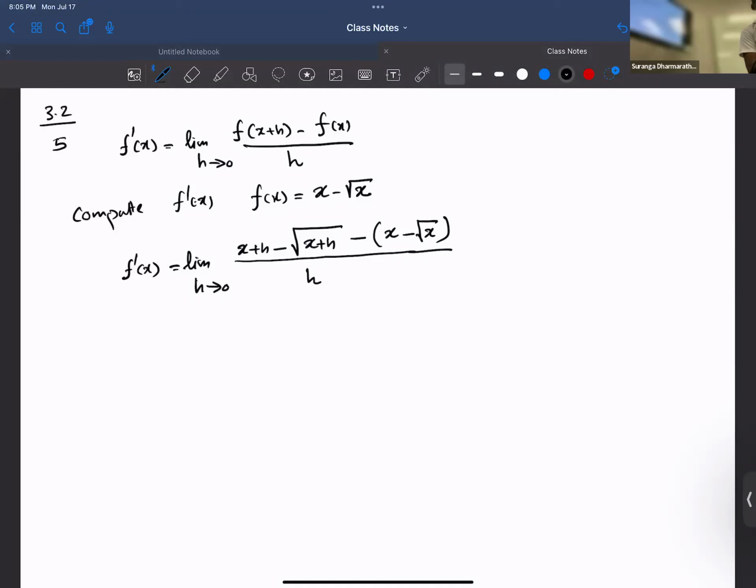Right? And what do we have? The negative x and positive x cancel out, right? And then we have the limit as h goes to 0 of h minus h plus the square root of x, and then minus the square root of x plus h. Make sense?